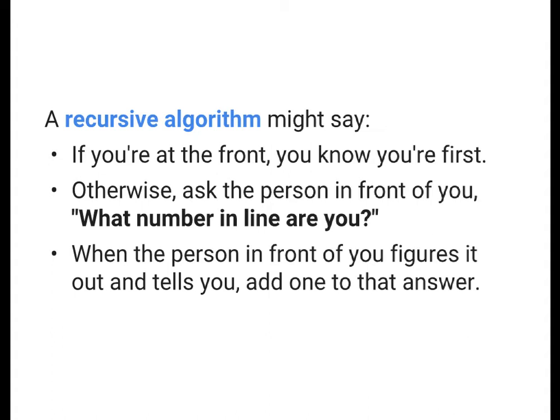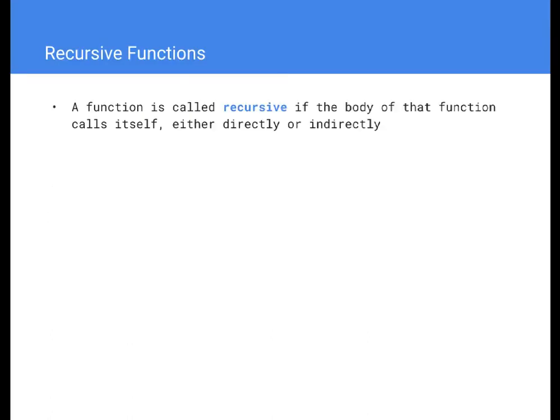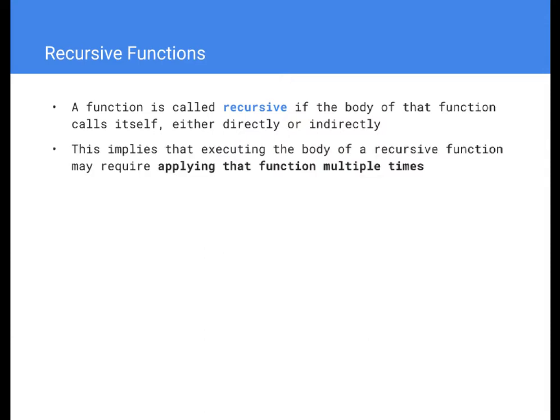There's an intuition I want you to remember for the rest of this lecture. It would be super useful. We have to go all the way down to the front, and then come all the way back up. All right, so recursive functions. We call a function recursive if the body of that function calls itself either directly or indirectly. So this implies that executing the body of your recursive function may require applying that function multiple times.